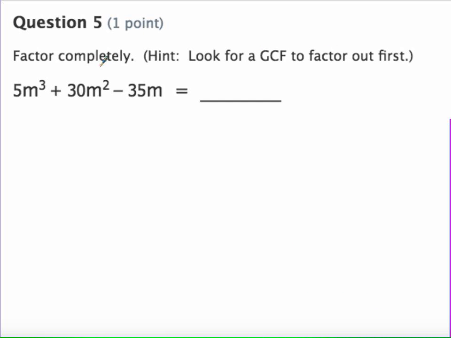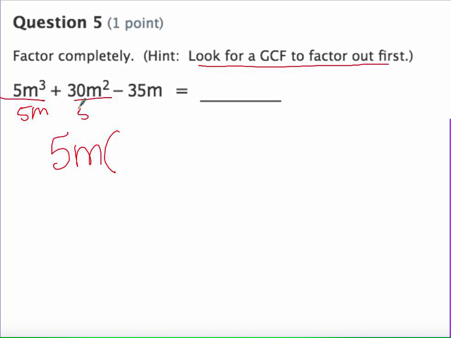Alright, so this one we are factoring. Before we factor, we gave you a hint. Look for your GCF first. I see that I can take out a 5m from the entire thing. And when I divide each term by this GCF to see what's left, I have m squared plus 6m minus 7.